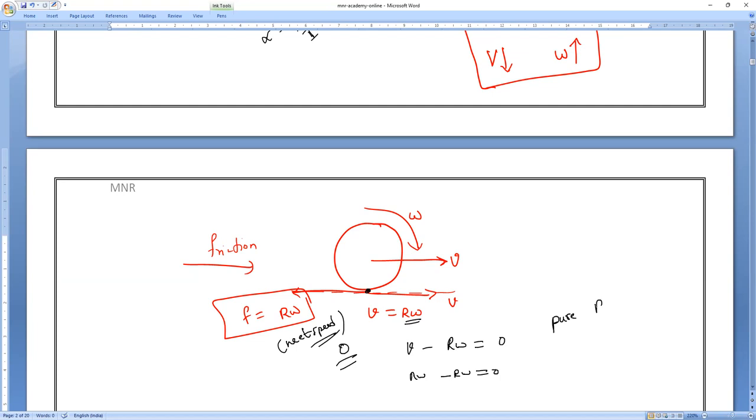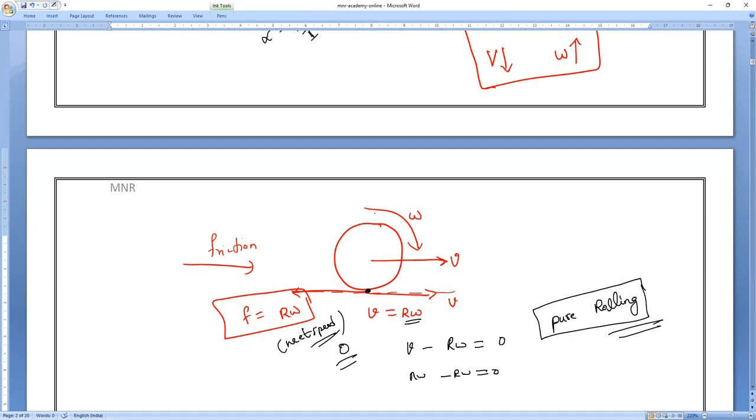So that is what we call pure rolling. If you want pure rolling, please keep it in mind, you need a frictional surface. Always. The friction of the surface is what causes pure rolling. That is what you have to remember. Are you clear, everyone?